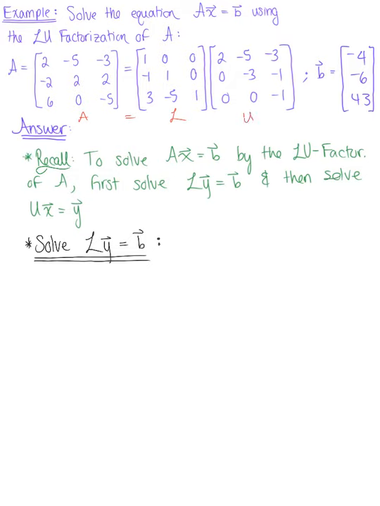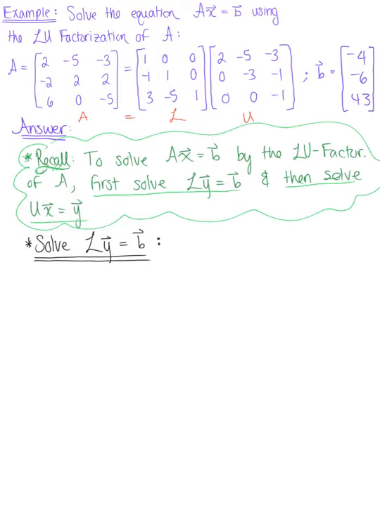And so to get us started here, let's recall that to solve a homogeneous equation by the LU factorization of A, we need to first solve the equation with our lower triangular matrix times vector y equals vector b, and then use that vector y to solve matrix U times vector x equals vector y. So the first thing we're going to do is solve the matrix equation L times vector y equals vector b.